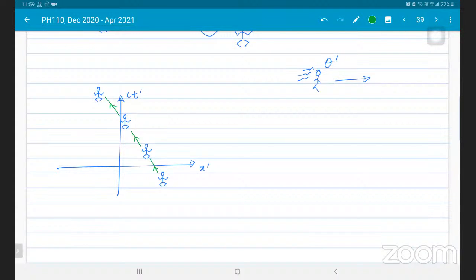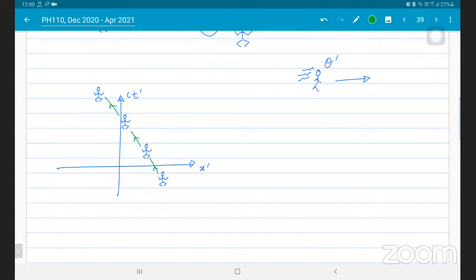Sir, why is it not passing through the origin, sir? It doesn't matter, right? It just depends on the origin. There is no such thing as a fixed origin, right? I can always move my origin around anywhere I want. If I have one line that passes through the origin, that's okay. That represents one moving object. But another moving object will be somewhere else, right? It will not pass through the origin.